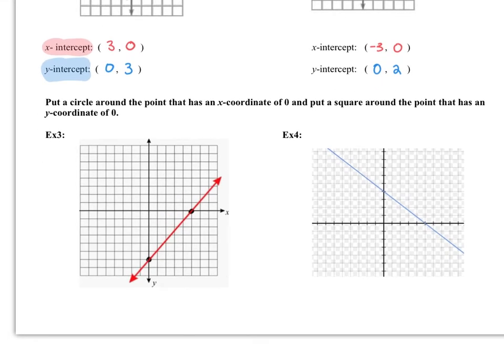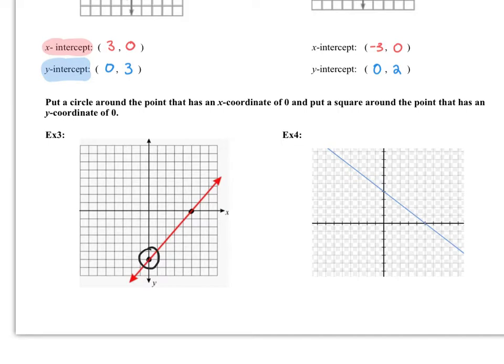So this time we're going to put a circle around the point that has an x-coordinate of 0, and a square around the point that has a y-coordinate of 0. When something has an x-coordinate of 0, that means my first move would not be to go right or left at all. I would only go up or down. So the point on this line that has an x-coordinate of 0 would be this one right here on my y-axis. So I'm going to go ahead and put a circle around that point.